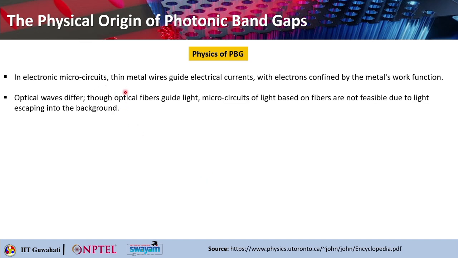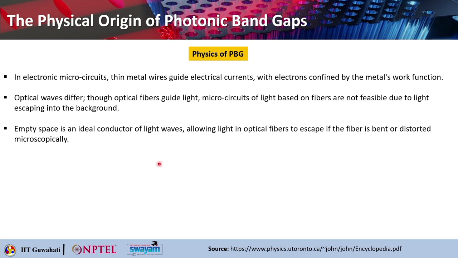In electronic microcircuits, thin metal wires guide electrical currents, where basically the electrons are confined by the metal's work function. And if you think of optical waves, they differ. Though optical fibers guide light, microcircuits of light based on fibers are not feasible because light could escape into the background. So empty space is basically an ideal conductor for light waves, which allows light in an optical fiber to escape. If the fiber is bent or distorted microscopically, there is leakage.